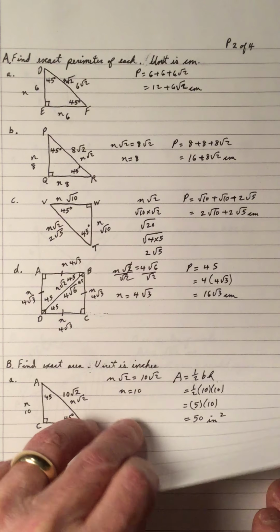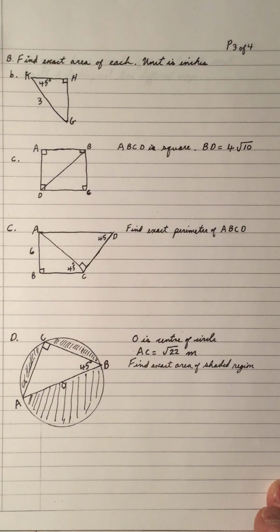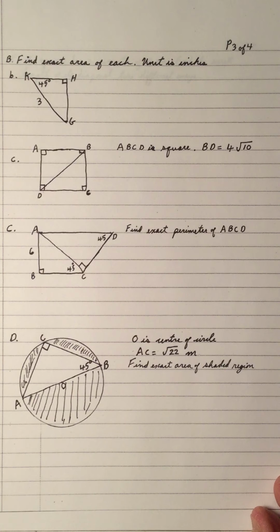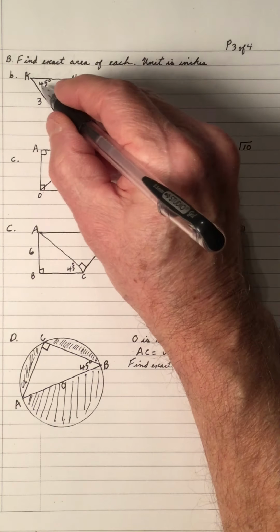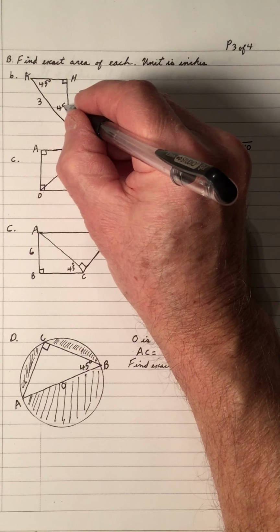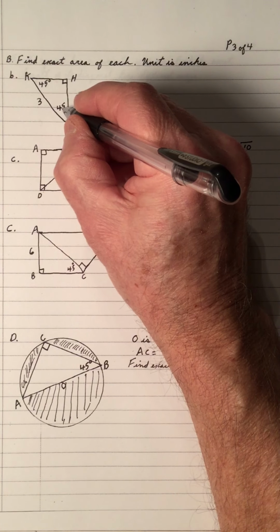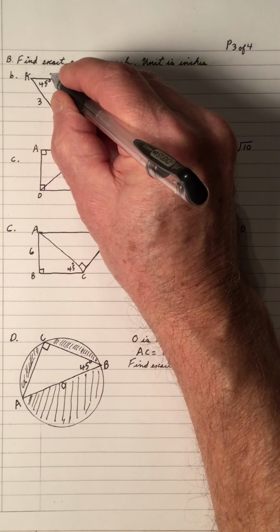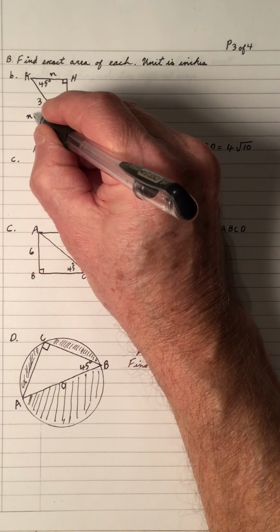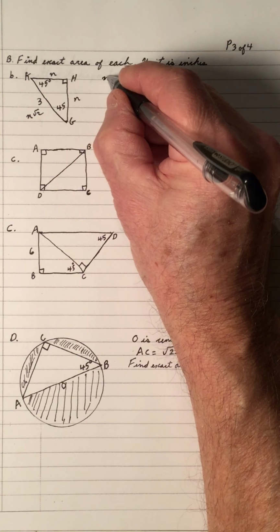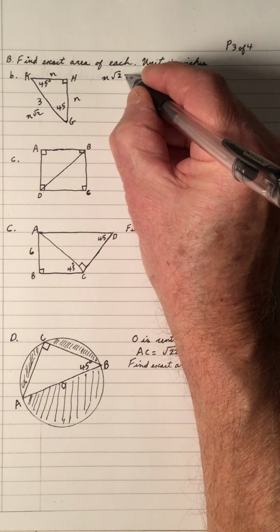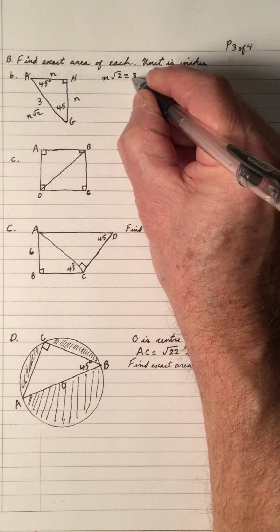Okay, let's continue. Find the exact area of each. The units are in inches. And we have a 90, 45, 45. So we got 45-degree angles, so this side is n, this side is n, and this side is n root 2. So that means that n root 2 must be 3.